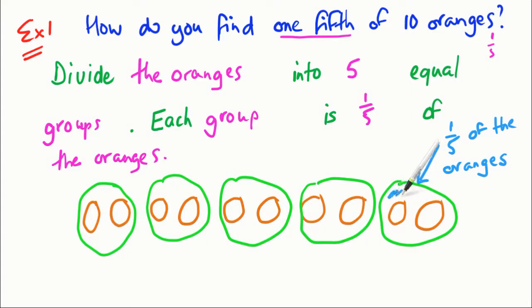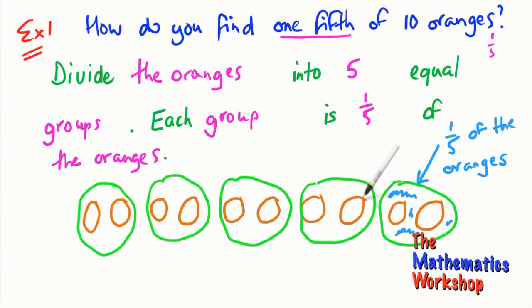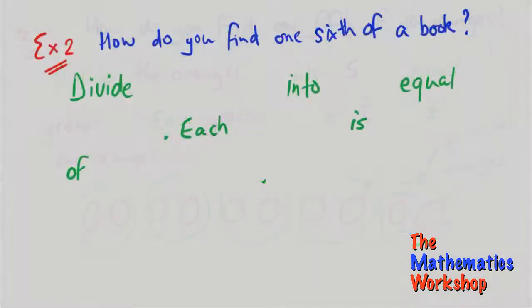And just to make it clear that it's this group only, I'm going to color this in as well. Looks a little bit like a face. Anyway, so how do you find 1/5 of 10 oranges? You're going to divide the oranges into 5 equal groups, and each group is 1/5 of the oranges. And it doesn't really matter which one of these groups you point to. I've just pointed to this one, and if you'd drawn something similar and pointed to this one, or this one, or this one, it would be a correct diagram. Okay, so that's this example done.